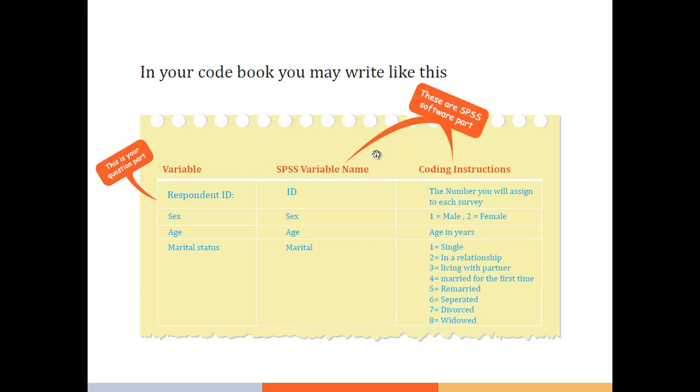To do so, first of all, you need to convert your questionnaire variables into SPSS variable names. Here, instead of writing respondent ID, you may write simply ID, sex as sex, age as age, but marital status is only marital. And in the third column, you see coding instructions are given there. It means you are assigning a number for each response so that SPSS can understand.